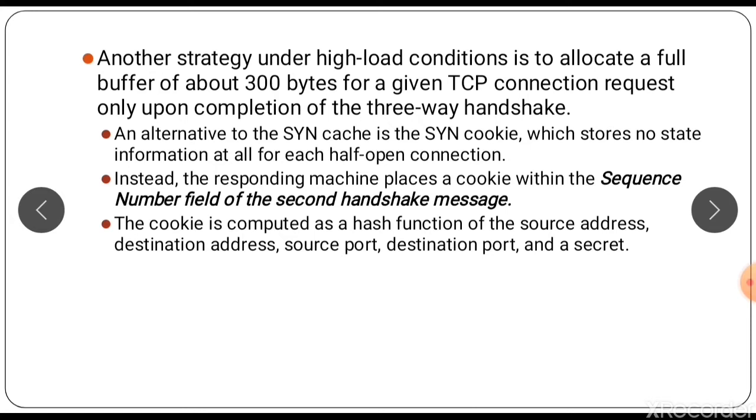The initiator of the connection dispatches the cookie it just received in its acknowledgement message. Upon receiving the acknowledgement, the responder recalculates the cookie and verifies that it matches the value enclosed in the received acknowledgement. Only then does it reserve buffer space for the connection.